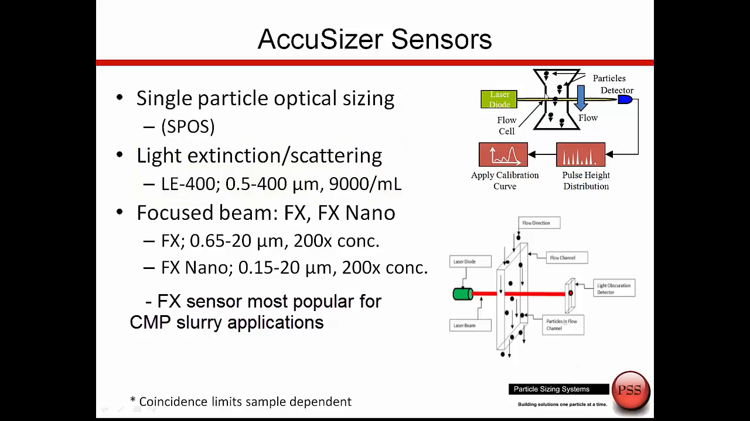So one way we can increase the concentration limit is by making the zone where we take the measurement smaller. If we focus the light source, we have 2 ways to approach this, the FX and the FX Nano. You see these specs here, we can get down to 0.65 microns or 0.15 microns depending on the requirement for the slurry. And these work at up to about 200 times a higher concentration rate than the standard sensor.